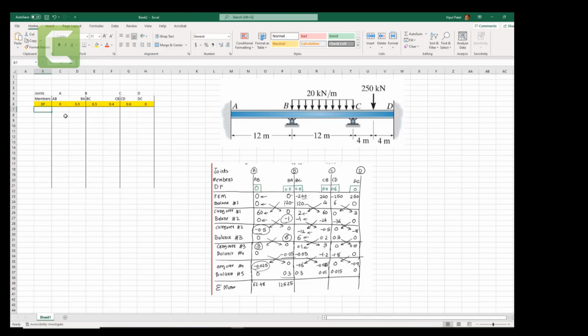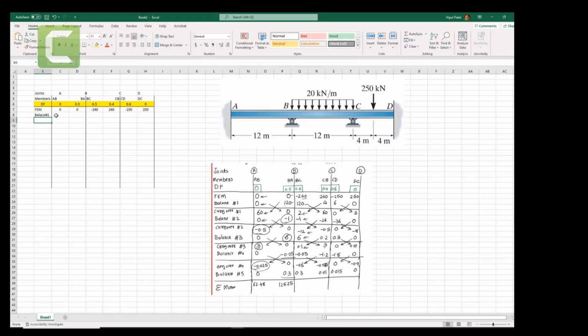Now fixed end moments, let's put fixed end moments here. And fixed end moment was 0. We have 0, minus 240, and 240, and minus 250, and positive 250, right? So I hope it is, put it in the middle. And then we will have balance 1.